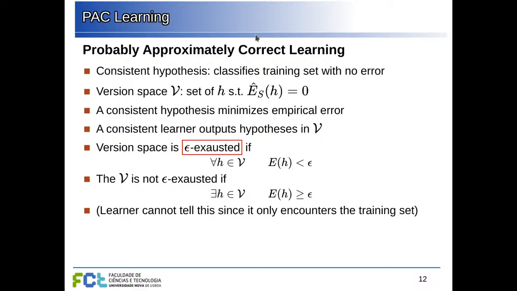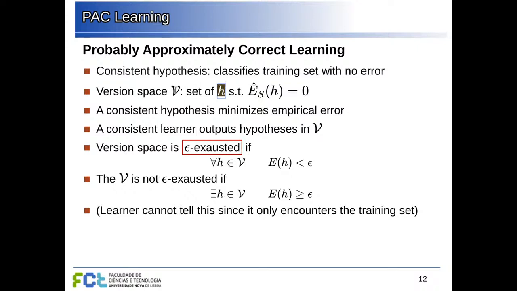So let's start with this concept of version space. A consistent hypothesis is a hypothesis that has an empirical error of 0. So if we can classify the training set with no error, we have a consistent hypothesis. The version space is the set of hypotheses in our hypothesis class that are consistent.